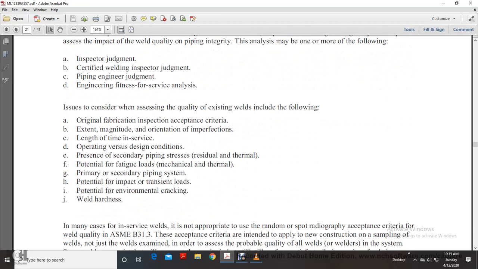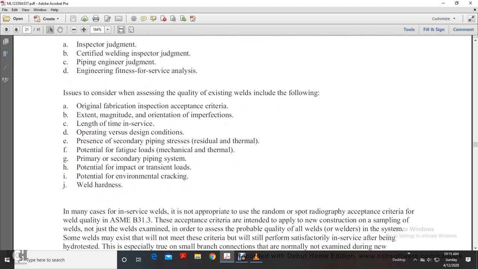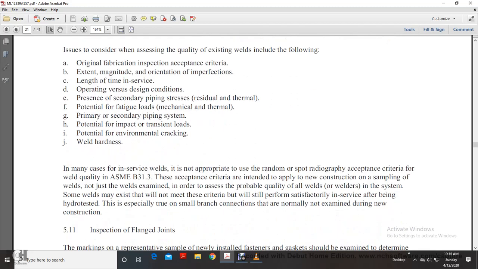Issues considered when assessing quality of existing welds include the following: original fabrication inspection, acceptance criteria, extent, magnitude, orientation, and length of the imperfection, time in service, operating versus design conditions, presence of secondary piping stress, residual and thermal, potential fatigue loads, mechanical and thermal, primary and secondary piping system impact, transient loads, potential environmental cracking, and weld hardness.